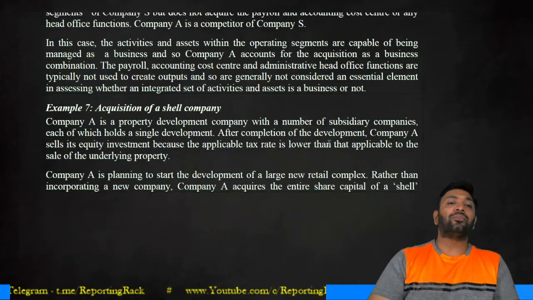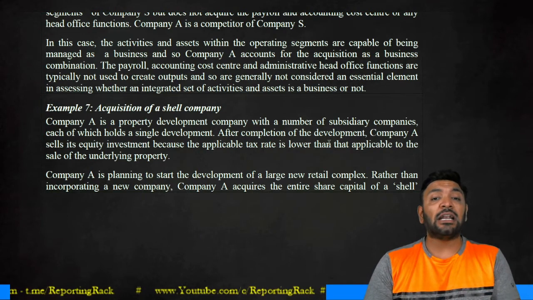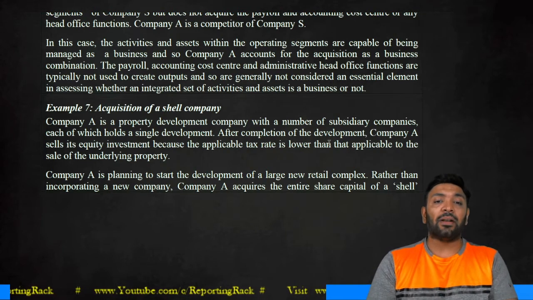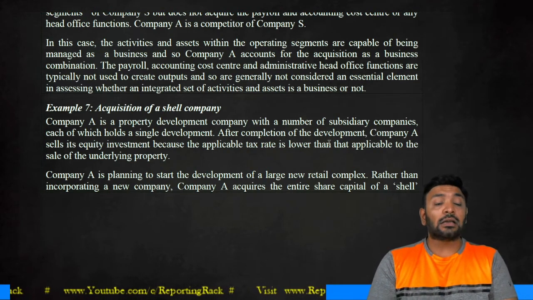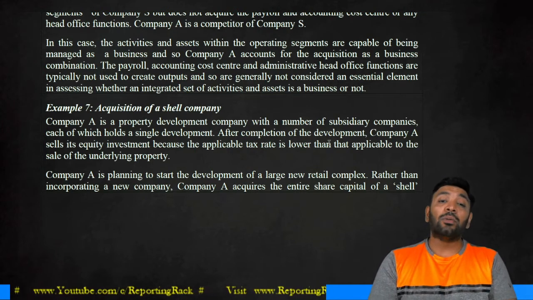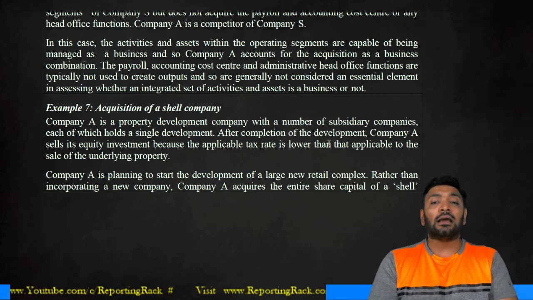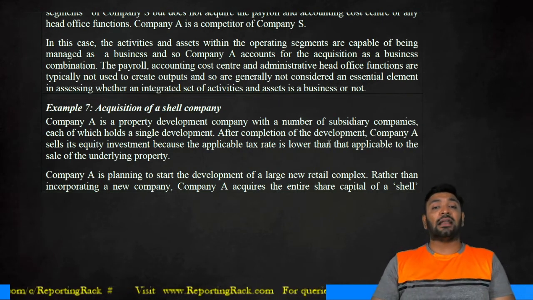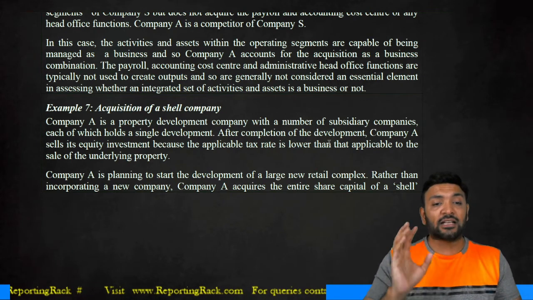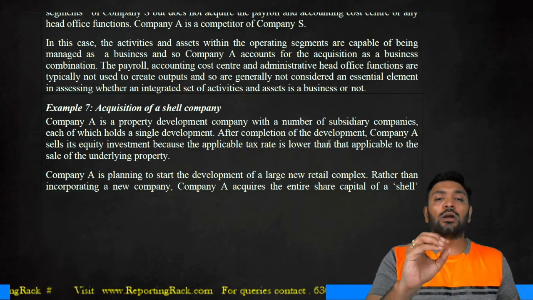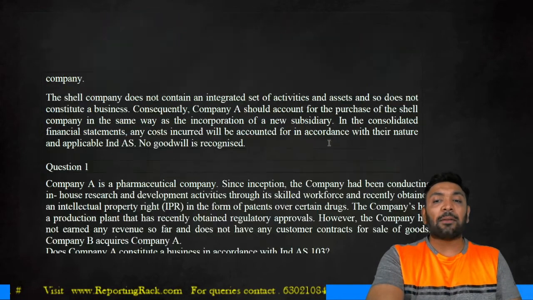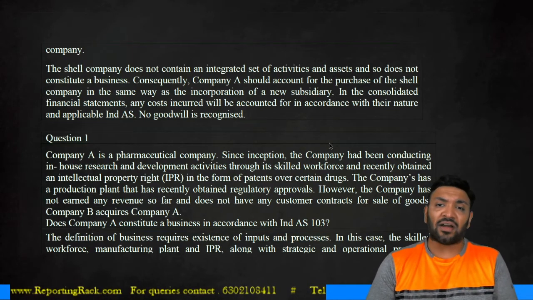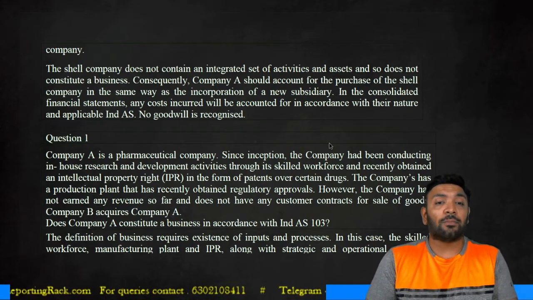Acquisition of shell company. Company A is a property development company with a number of subsidiary companies, each of which has a single development. After completion of development, Company A sells its equity investment because the applicable tax rate is lower than that applicable to the sale of underlying property. Company A is planning the development of a large new retail complex and, rather than incorporating a new company, acquires the entire capital of a shell company. The shell company does not contain any integrated set of activities or assets, so it does not constitute a business.